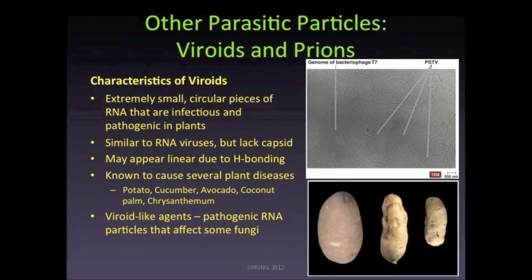Some viroids do not cause disease. Others cause disease in economically important crops. The first viroid was identified in 1967 and was located in potato plants. Scientists have also identified viroid-like agents, which are infectious RNA molecules that cause disease in fungi.